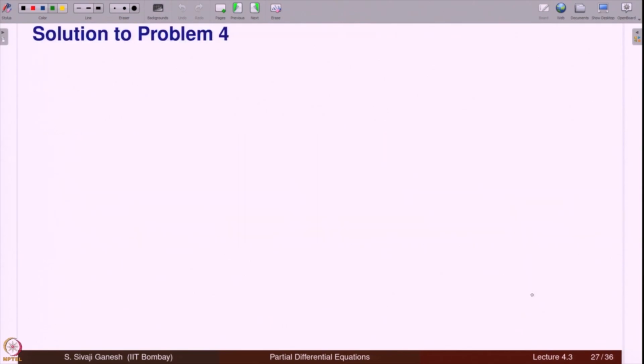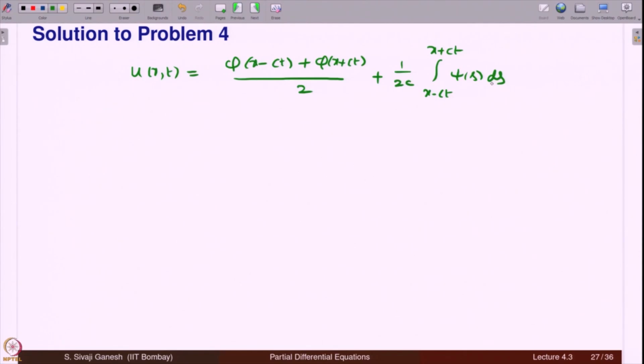Okay, let us start the solution of problem 4. The starting point as before is the D'Alembert formula. Let us fix a time t equal to t naught. We will show that the function u of x comma t naught is 0 outside some interval. So, as before let us analyze these terms separately, A and B. A is the simpler one to understand.